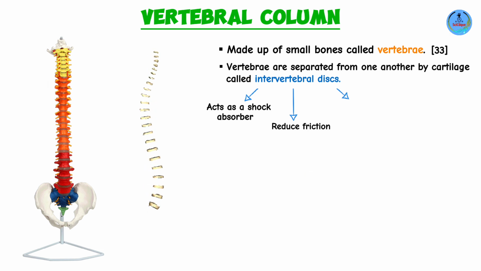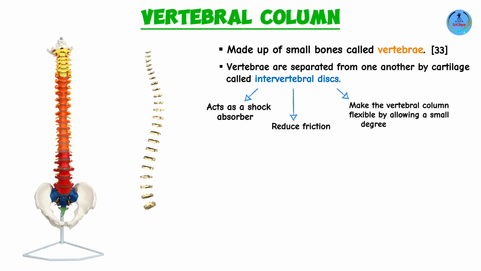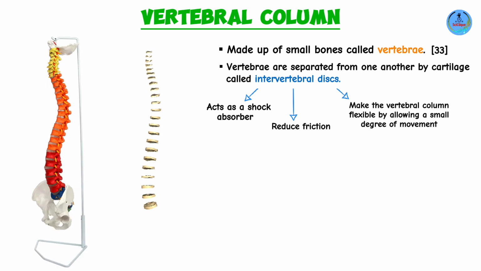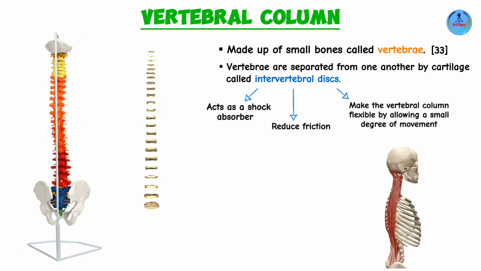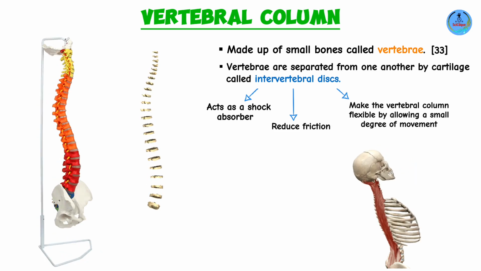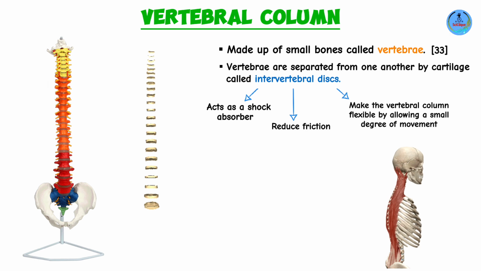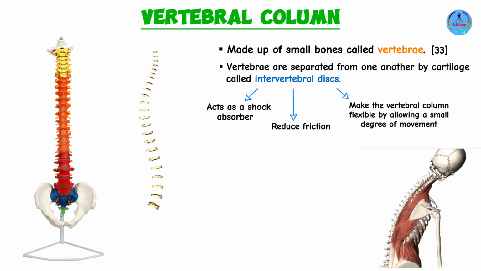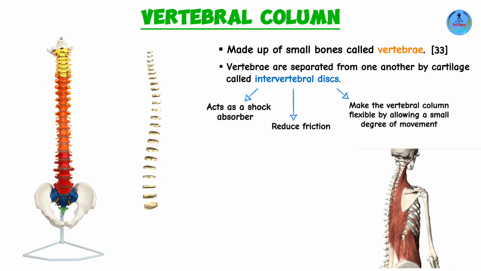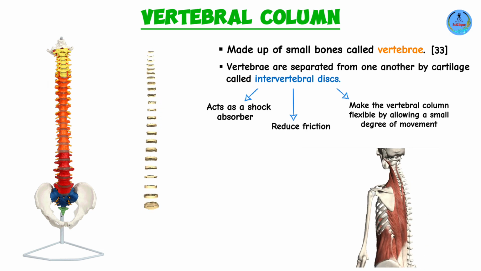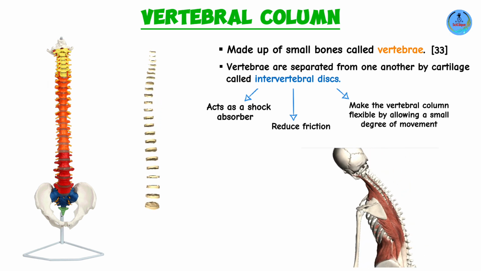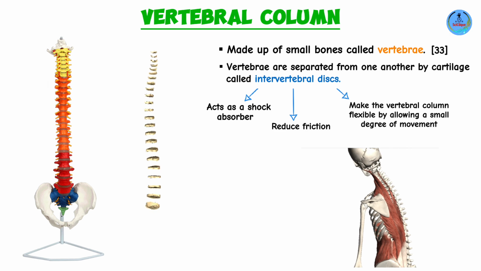And the last function is that the intervertebral discs make the vertebral column flexible by allowing a small degree of movement. Bones by themselves are not flexible and therefore they cannot move. But by having the cartilage, they allow a small, limited movement of the vertebral column. So this allows us to bend forward, twist, tilt from side to side. All of these as a result of the cartilage discs. And that is it on the intervertebral discs.